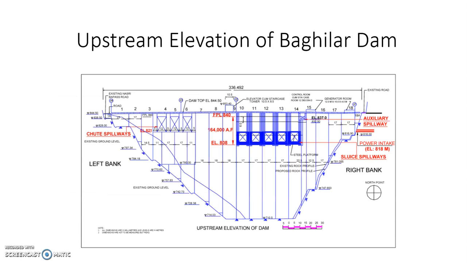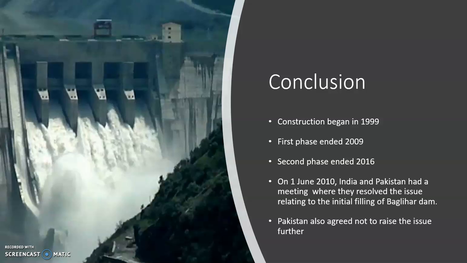This is a picture of the upstream elevation of Baglihar Dam, as specified in the resolution by Raymond Lafitte. Completion. Construction began in 1999. First phase ended 2009. Second phase ended 2016.